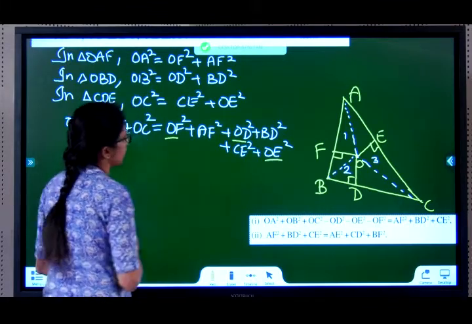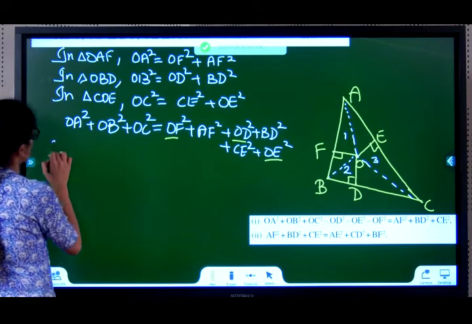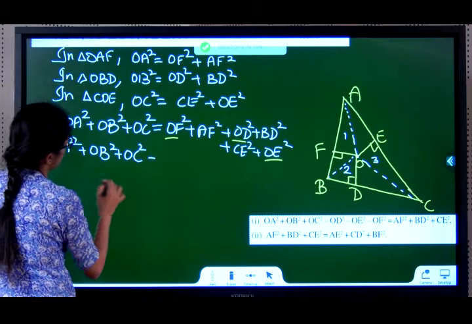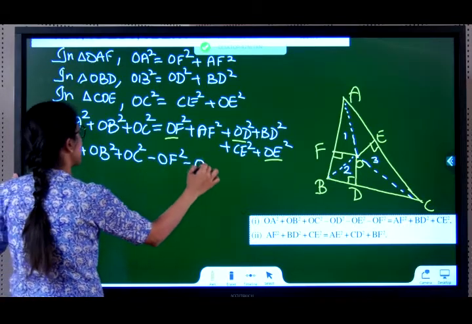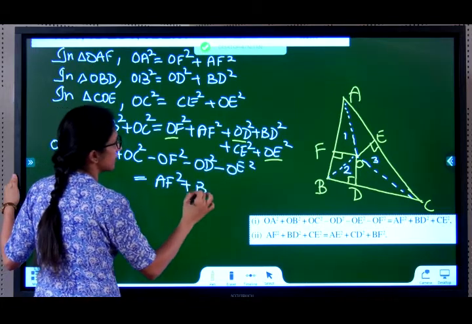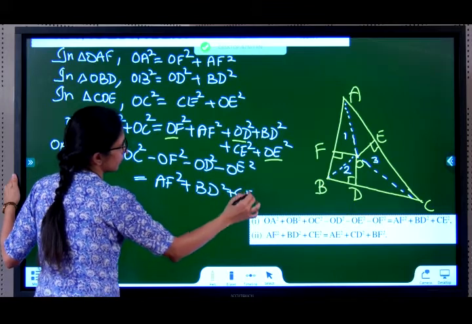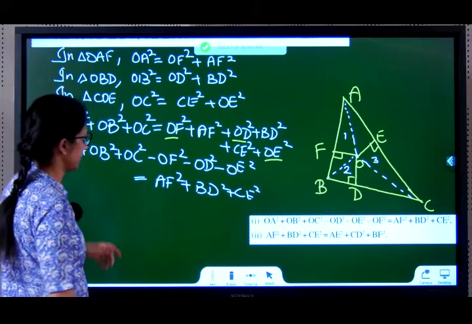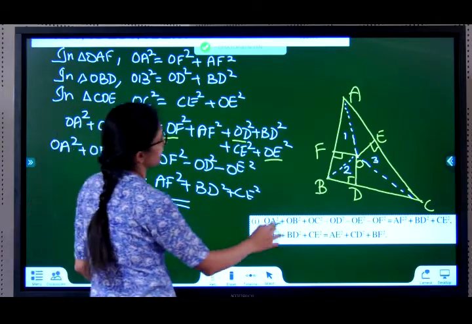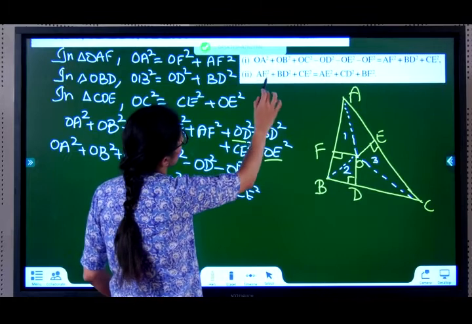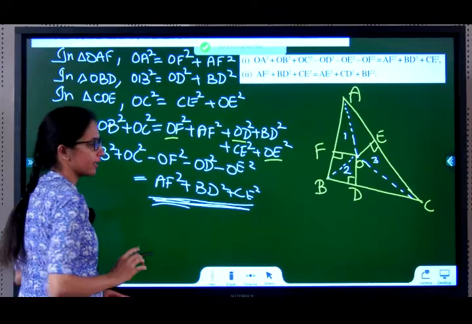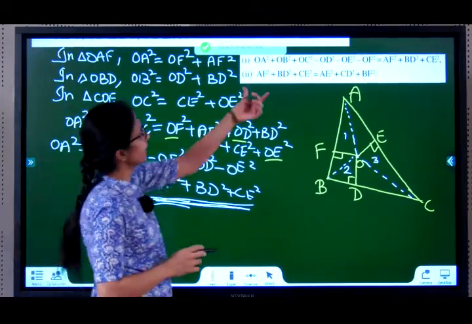Shift OF, OD, OE this side. So what happens? You get OA square plus OB square plus OC square minus OF square minus OD square minus OE square is equal to AF square plus BD square plus CE square. That's what they want. Yes? Now, observe what they are asking next. Next, they are asking you to prove AF square plus BD square plus CE square is equal to this. We already have the LHS.